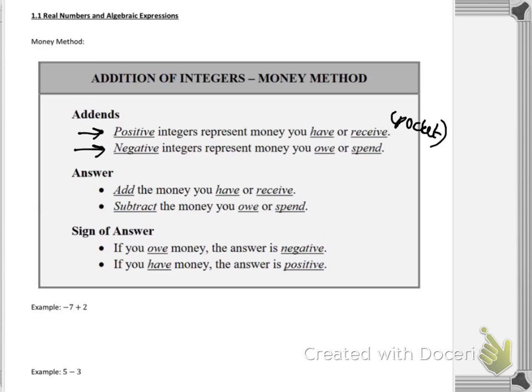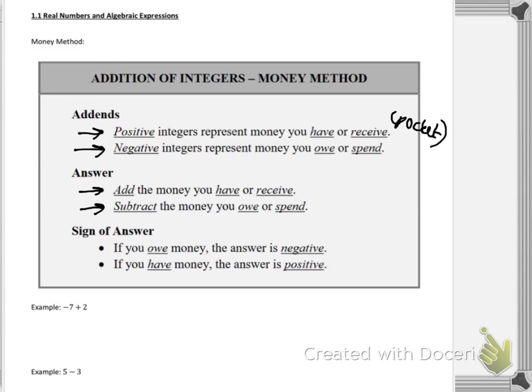If you have a negative number, that means that it's money that you have already spent or money that you owe someone. So when you go through to find your answer, you are adding money that you have and subtracting money that you owe. Let's just go ahead and jump into an example.